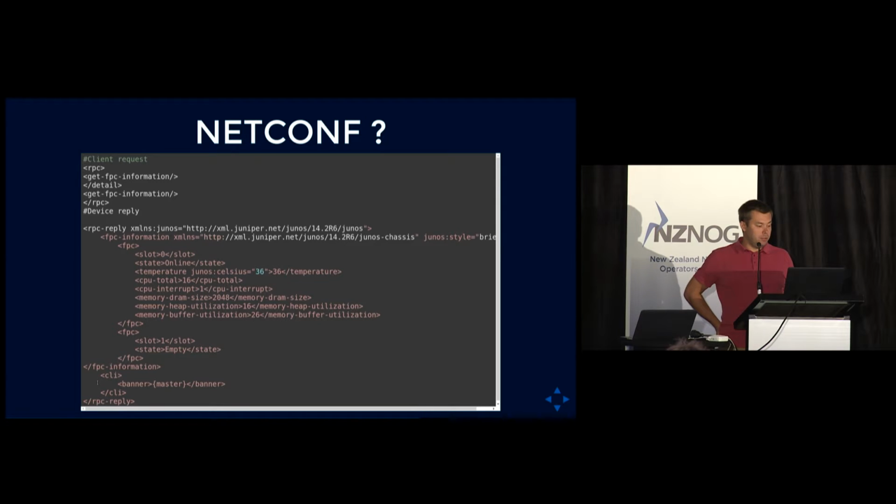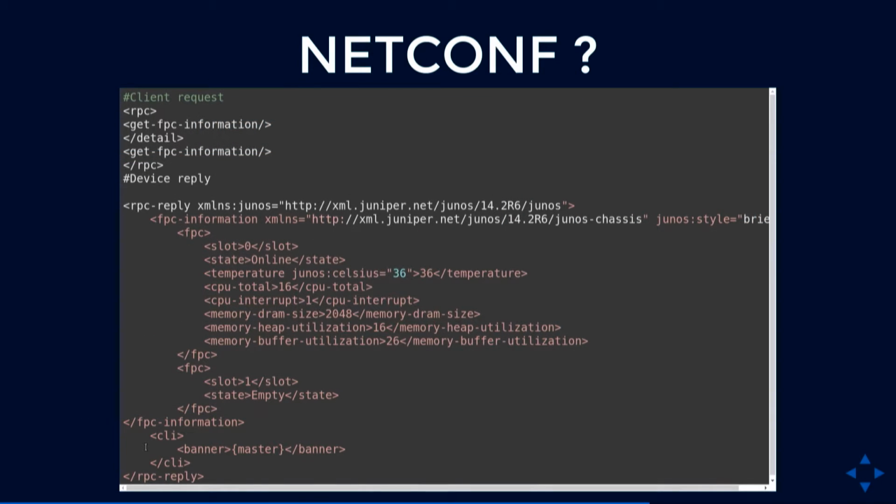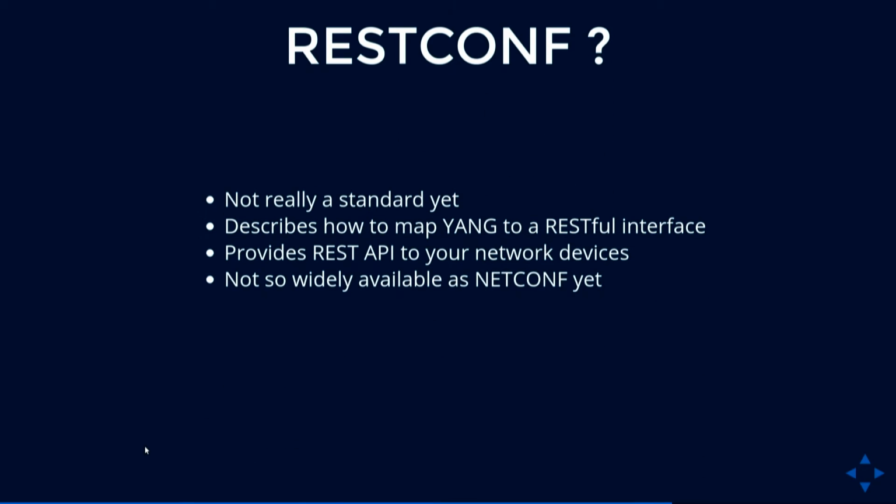That's how netconf looks. The first one is the request to the device. So you send an RPC request. For example, in this case, we're requesting FPC information from a Juniper device, and it will reply with the FPC information. And that's the reply you can see. So that's pretty much how that looks on the netconf side.